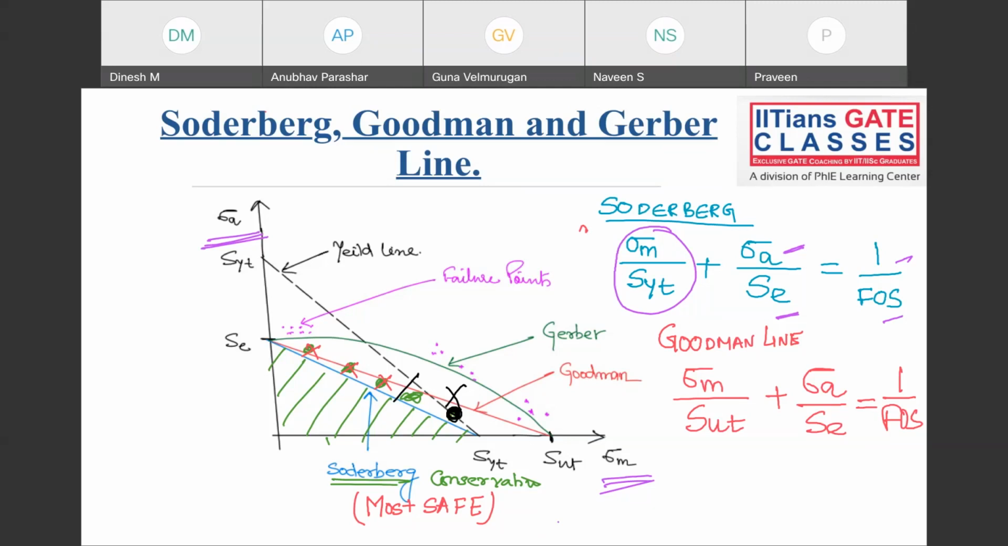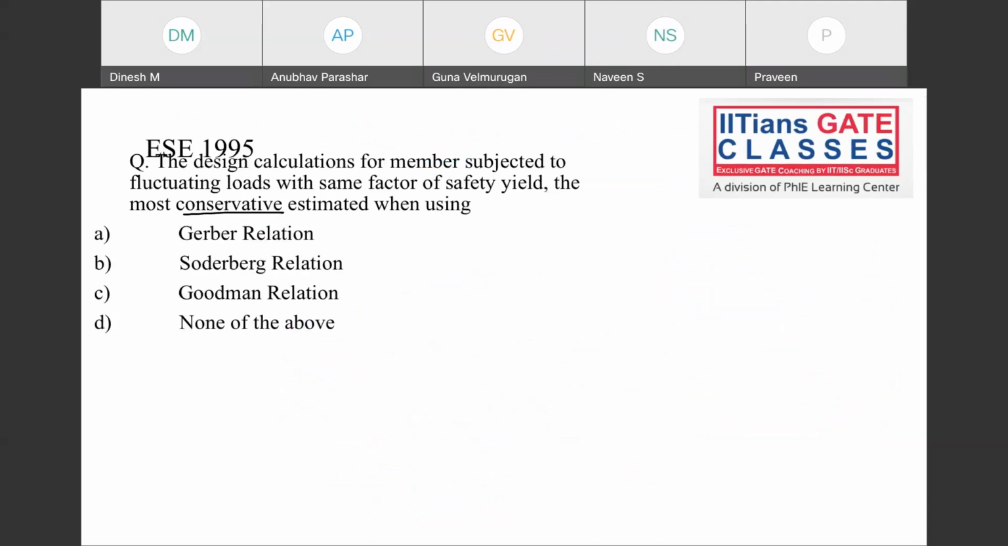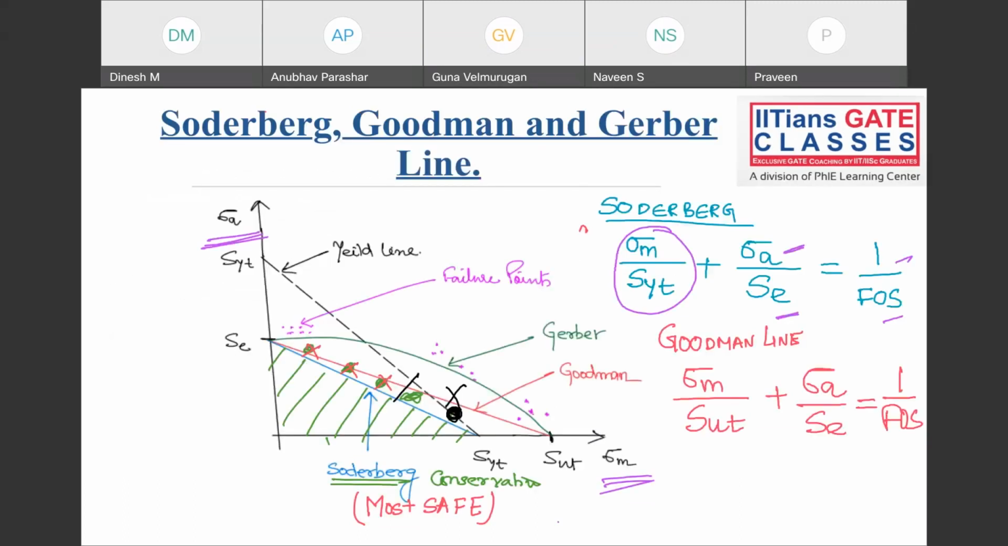What is the other name for most conservative? Instead of most conservative, you can also say most safe. The language may be changed. The most safe estimate is the Soderberg relationship. So tell me, now with the logic, which is the most unsafe of all the three criteria? If you use the same logic, which is the most unsafe? Now you should be able to answer.